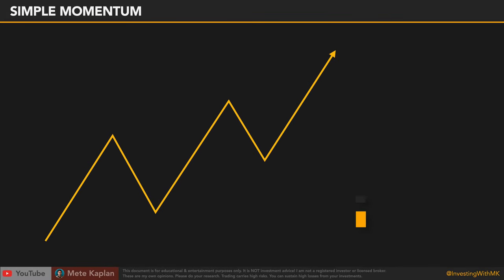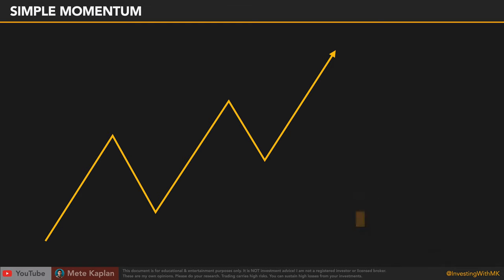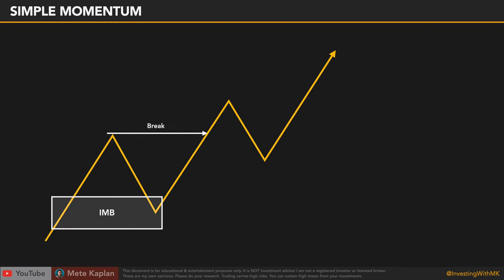Today, I want to focus on a very simple, actually extremely simple version of how I trade momentum coins. I want to make things crazy simple for you. Momentum trading is all about trading the power in the market, but nothing else. An imbalance pushes the asset and it makes a new high with a break. Then it pulls back, then it is pushed up again and again.